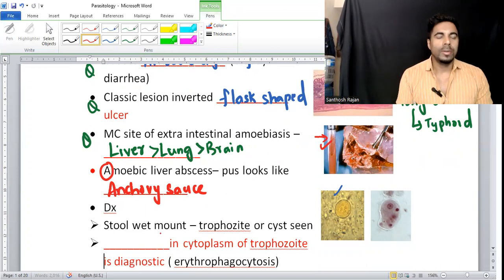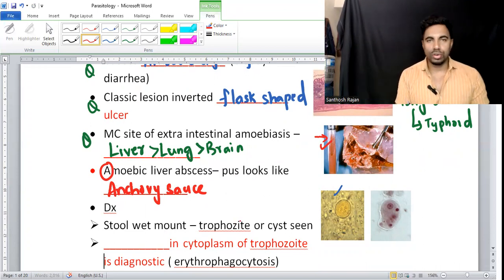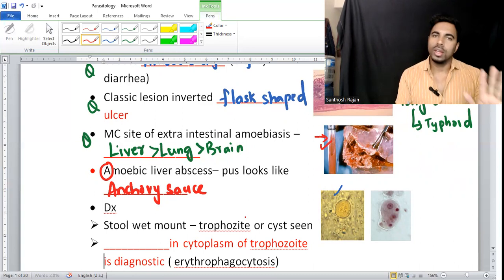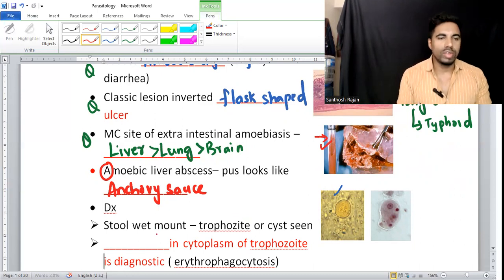Okay, that's an important question. Now, when you do a stool wet mount, you check for trophozoite or cyst. Either is possible, but ideally, if you find a trophozoite, that is pathognomonic. Cyst, it may have been a while since the diarrhea stopped, so you can't say confirmatively. But trophozoite or cyst, both are right, but trophozoite is very confirmatory.